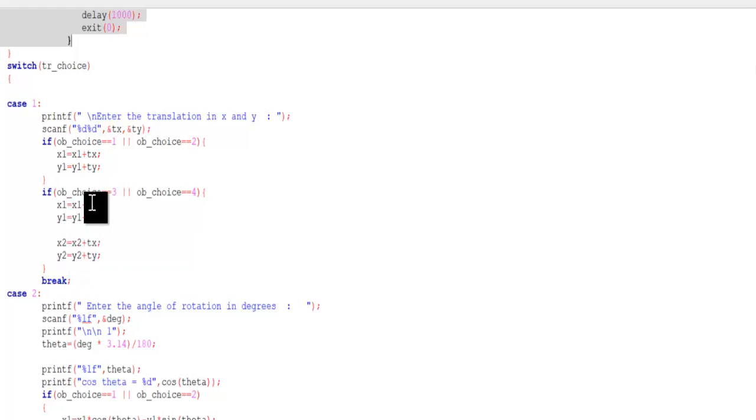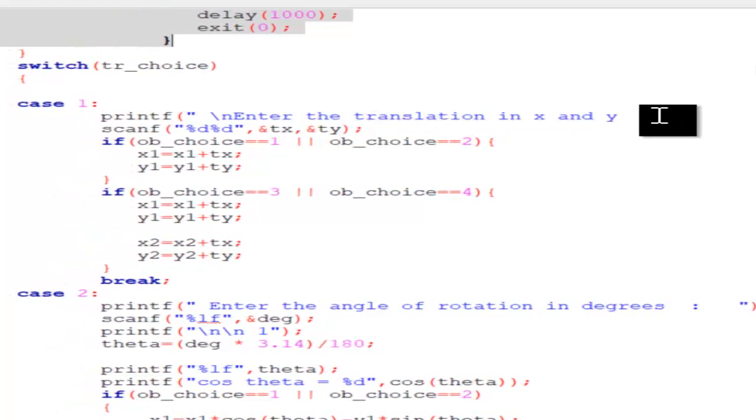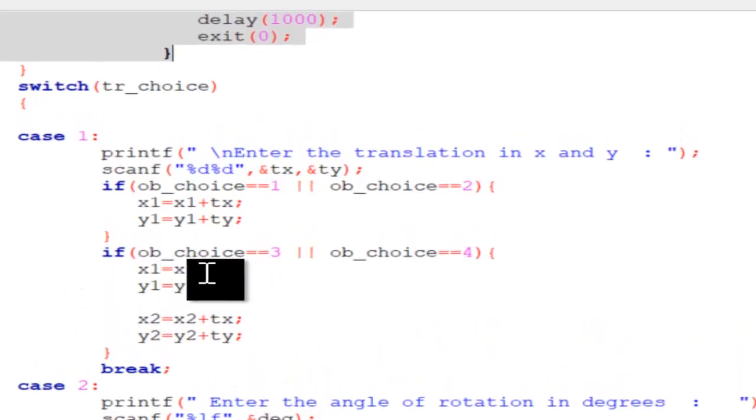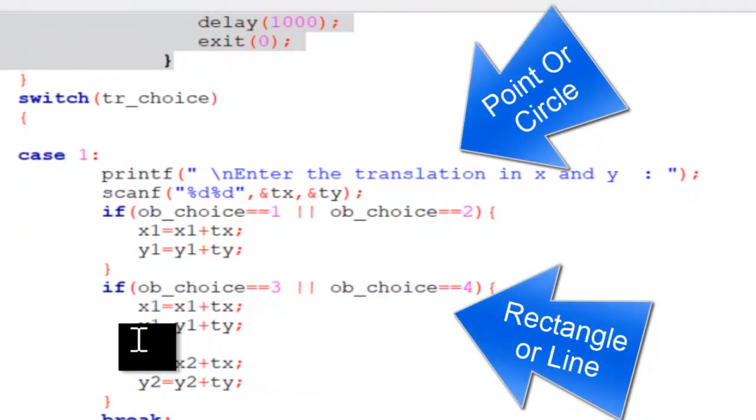So that means you're asking the user to give the translation in x and y. Then get it in t of x and t of y, the translation of x and translation of y. And then accordingly, if the choice was 1 or 2, that means it was a circle or point, then you just simply add t of x to x1 and t of y to y1, right? But if it was 3 or 4, that means line or rectangle, then not only is t of x added to x1 and t of y to y1, but also to the corner points or end point in a line.